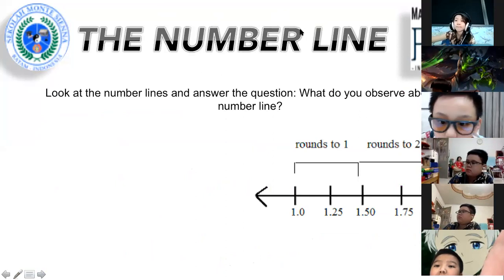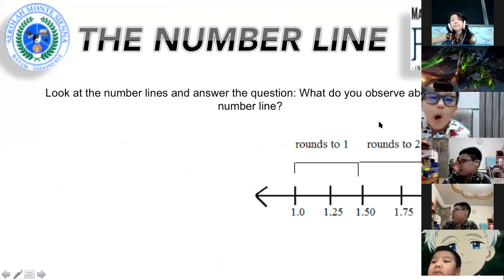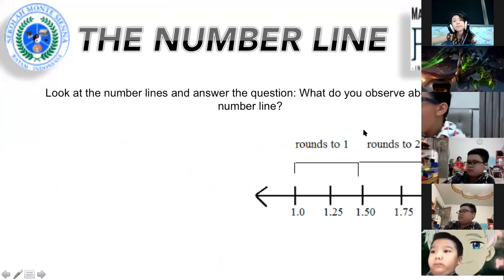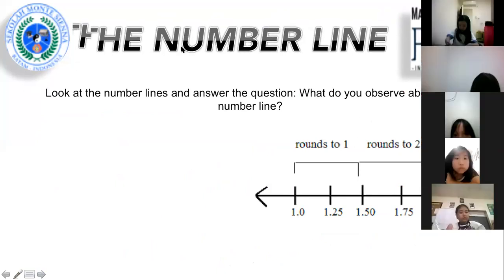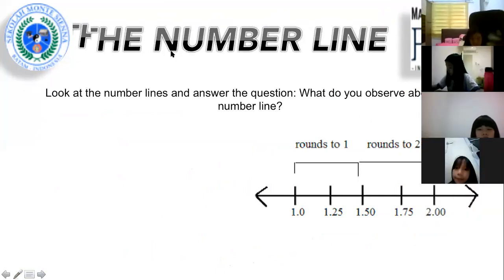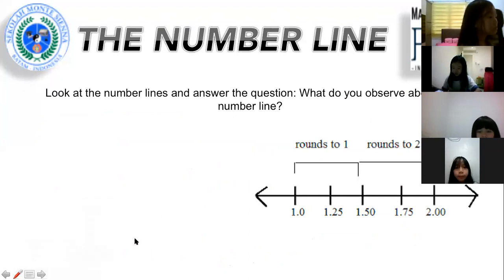Now, I have here a number line. Look at the number line and answer the following question. Again, if the number is from 1.0 to 1.5, we round it to 1, round down. And then if the number is greater than 1.5 up to 2, we simply round it up.